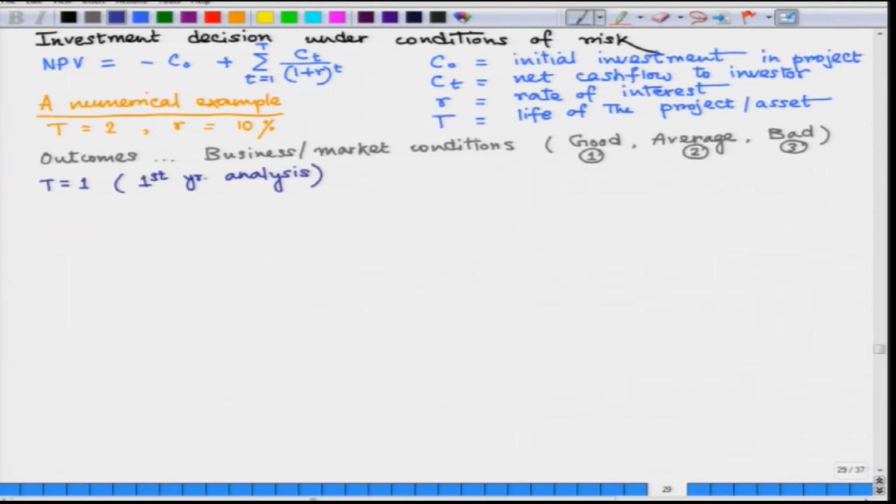So, now let us look at a simple table which has monetary figures. So, we can have the outcome, and that is basically the market condition. Then there can be the payoff, that is basically the cash flow, and we can have the probability associated with that outcome or the occurrence of the state.